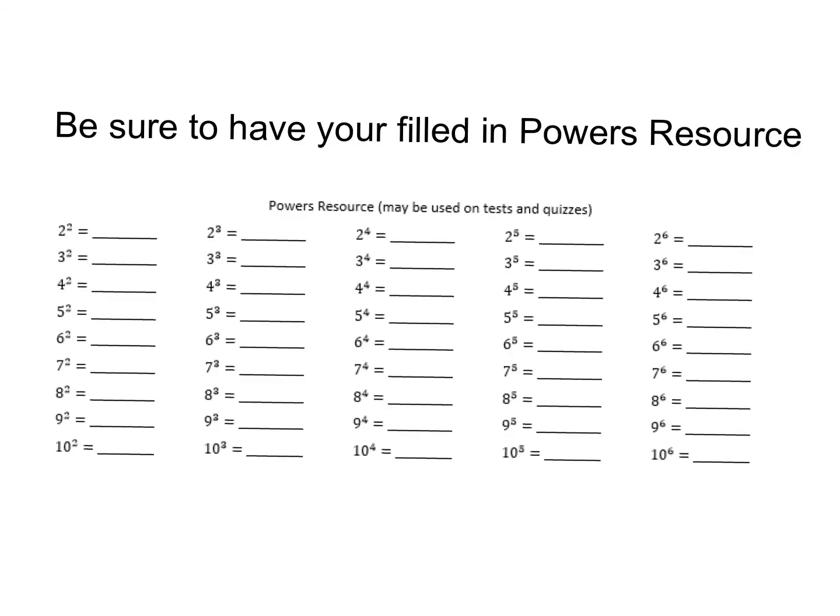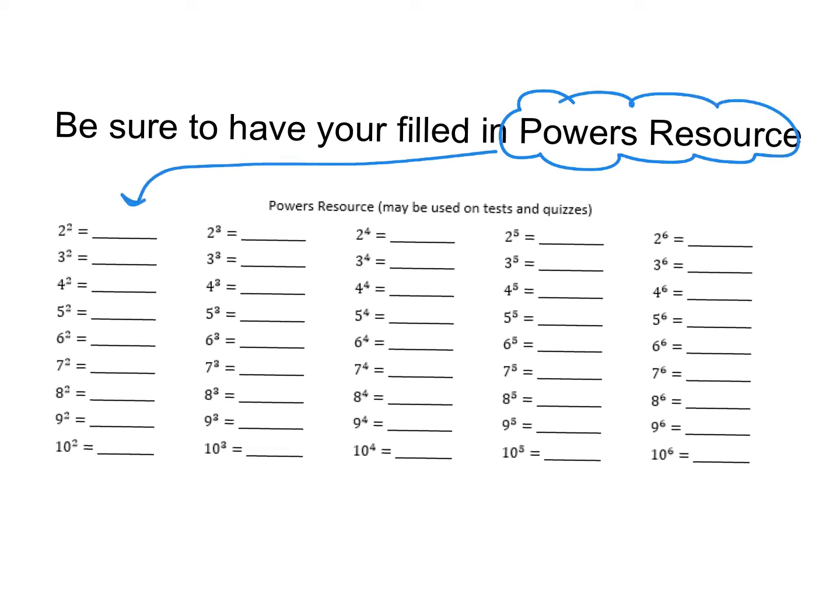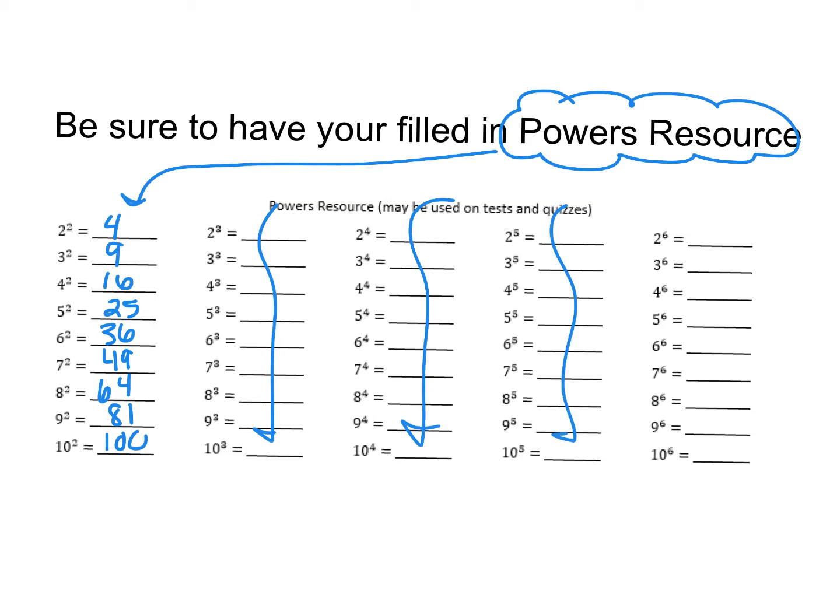Now everyone should have a powers resource, like we see below, filled in. So you need to go through and fill in all of these powers of 2. So you'd say 2 squared is 4, 3 squared is 9, 16, 25, 36, 49, 64, 81, 100. And then you need to go through with your calculator and fill in all the third powers, fourth powers, fifth powers, and sixth powers. If you want to do more, that is fine. But if you don't have a copy of this, make sure you see me in class.